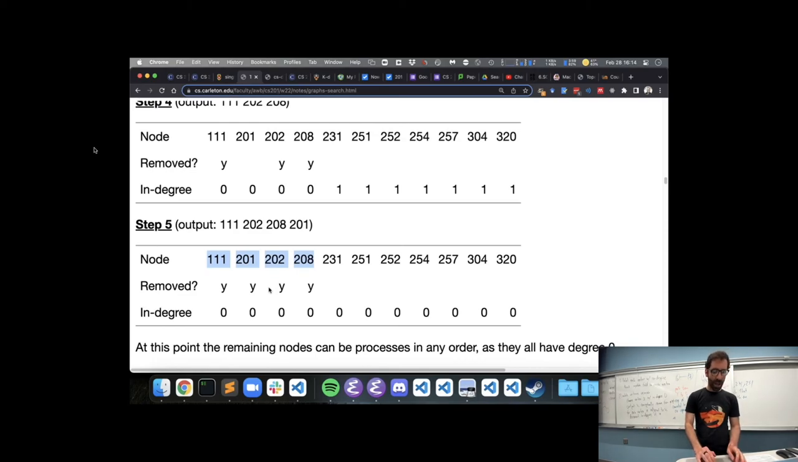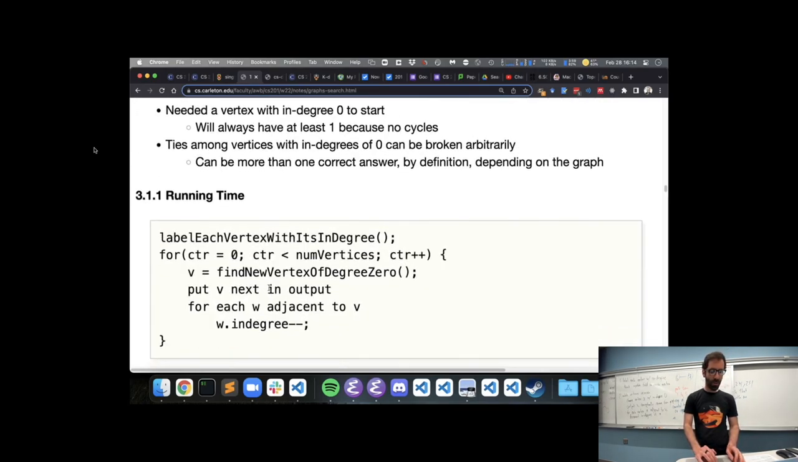Let's look at some pseudocode for this algorithm. Step one is we label each vertex with its degree, and then for some counter, counting up to the number of vertices, find the zero degree vertex, put it in our output, and then go through its neighbors and subtract one from their in-degree. So I'd like you to work with your neighbors on coming up with the big O efficiency of this topological sort.